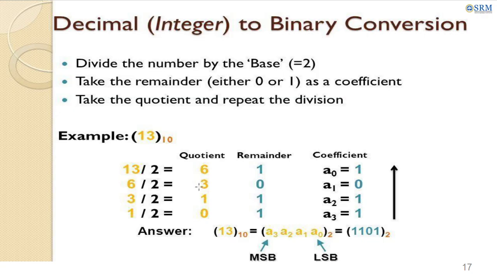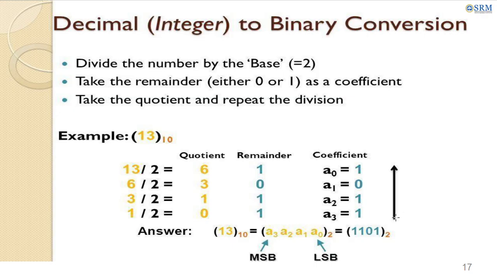So 6 divided by 2, you get the quotient 3 and the remainder 0. So 0 will be the second coefficient. Again, 3 is used for the next division. 3 divided by 2, you get 1 as the quotient and 1 as the remainder. Now 1 becomes the third coefficient. Now at last we have 1, which is not divisible by 2, so the quotient is 0 in this case. The 1 that you are using for the division becomes the remainder, and it becomes the most significant bit.